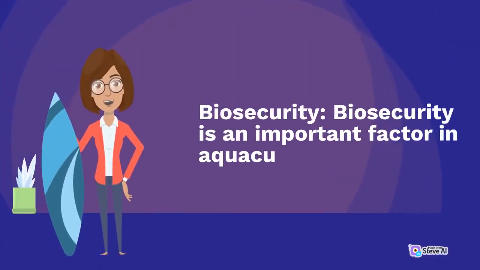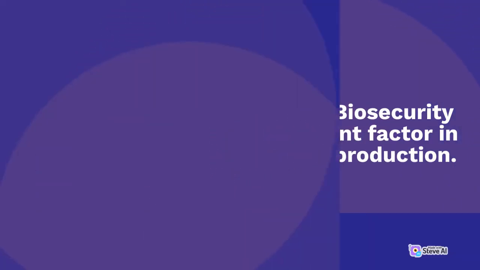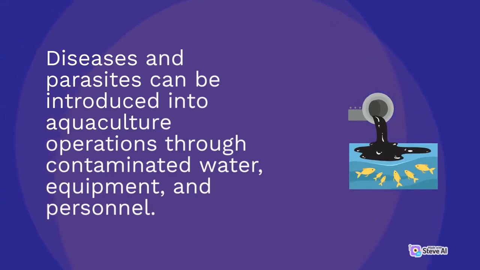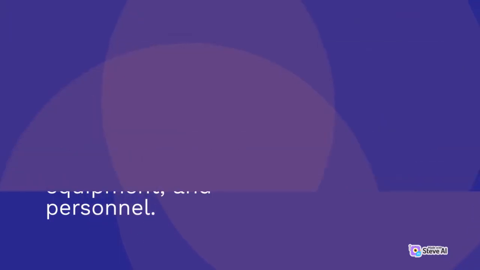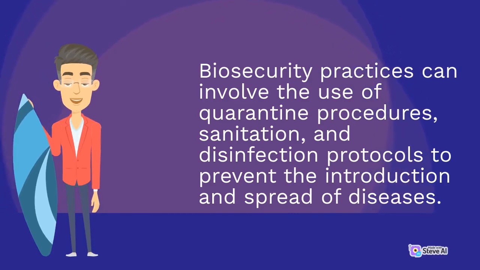Biosecurity. Biosecurity is an important factor in aquaculture production. Diseases and parasites can be introduced into aquaculture operations through contaminated water, equipment, and personnel. Biosecurity practices can involve the use of quarantine procedures, sanitation, and disinfection protocols to prevent the introduction and spread of diseases.